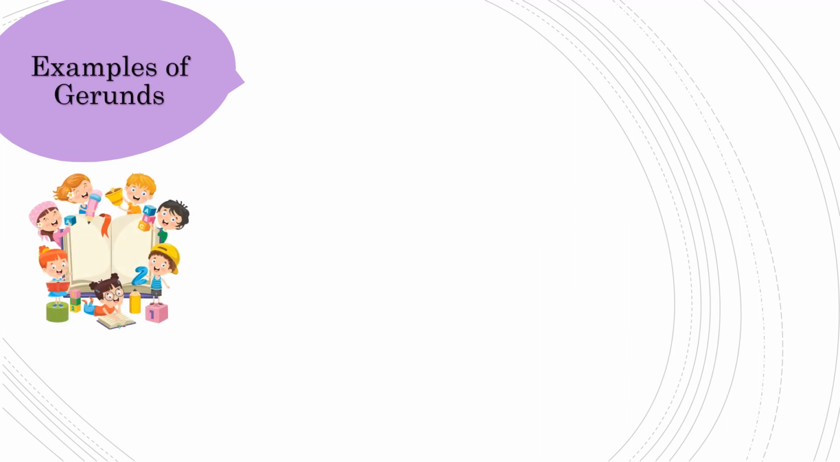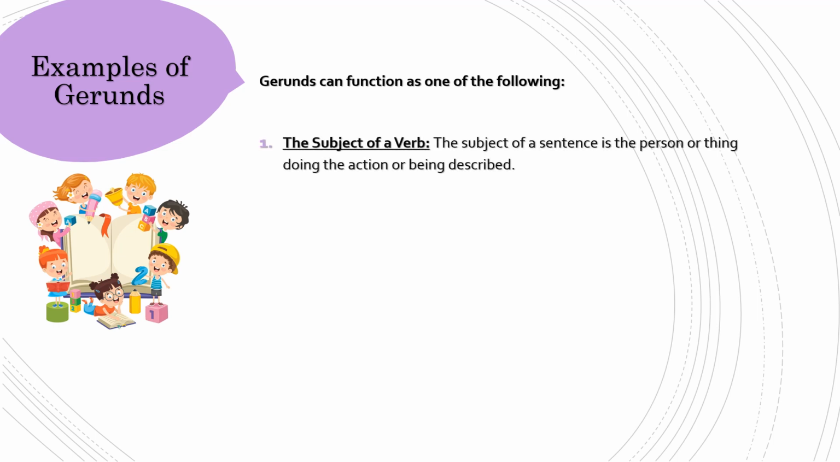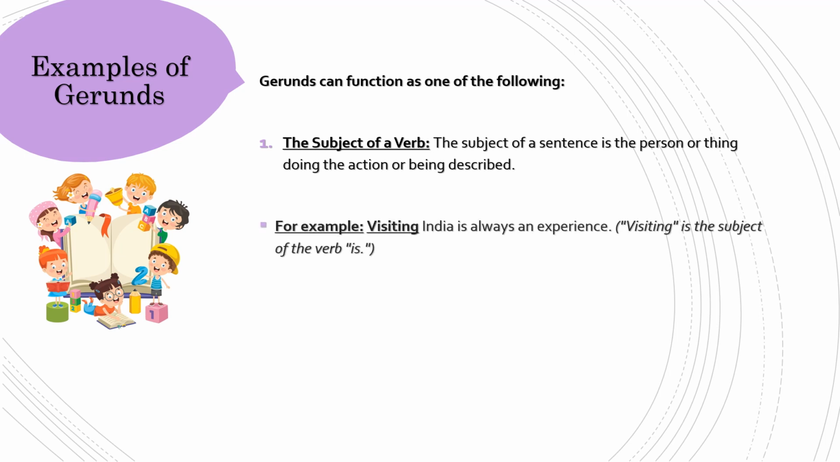Examples of gerunds. Gerunds can function as one of the following. The subject of a verb. The subject of a sentence is the person or thing doing the action or being described. For example, visiting India is always an experience. Visiting is the subject of the verb is.